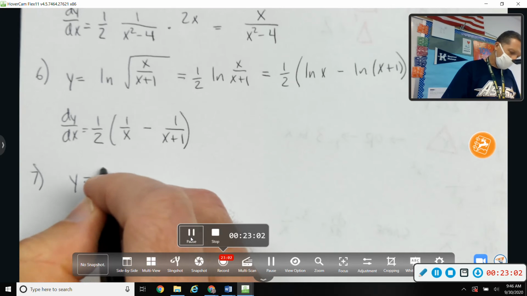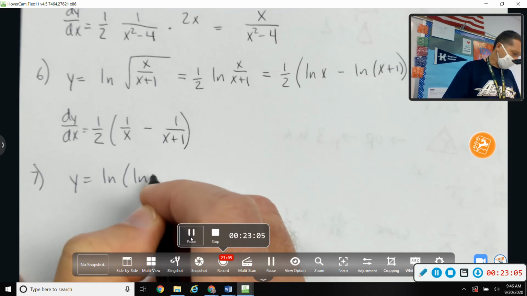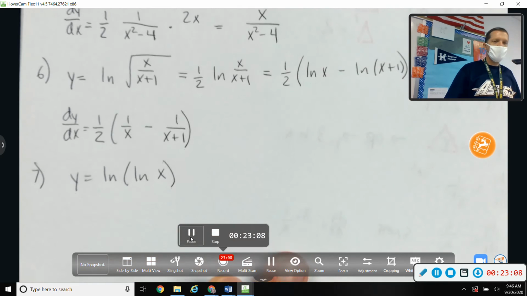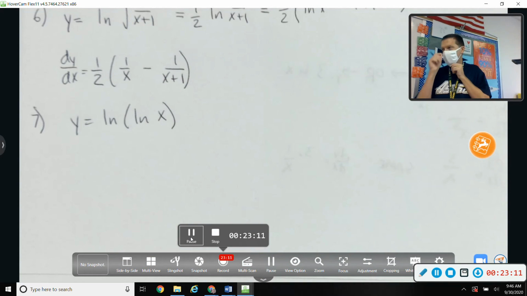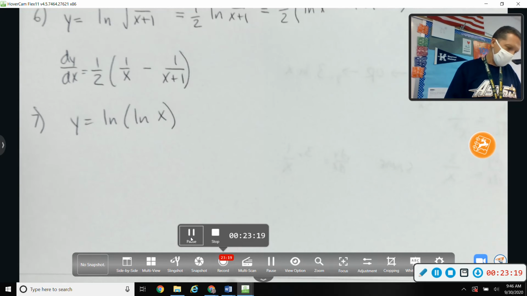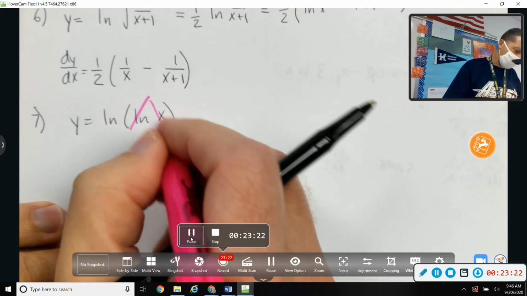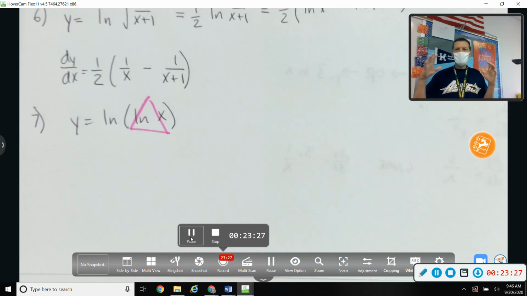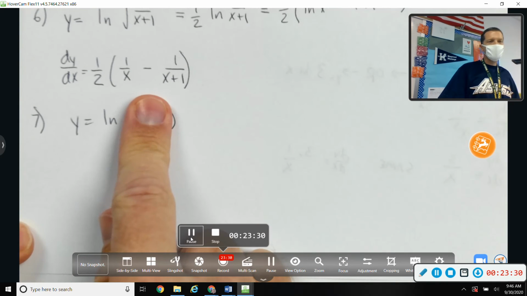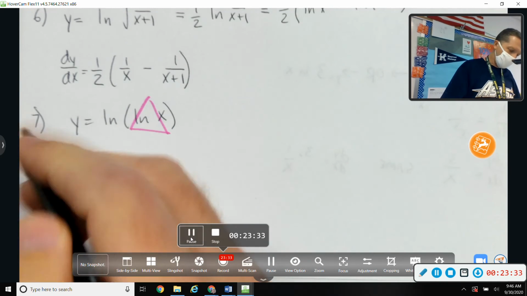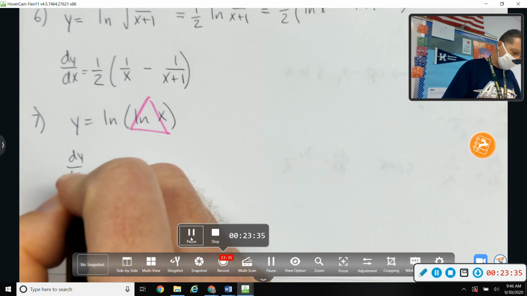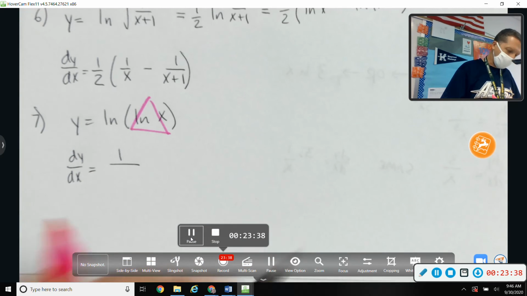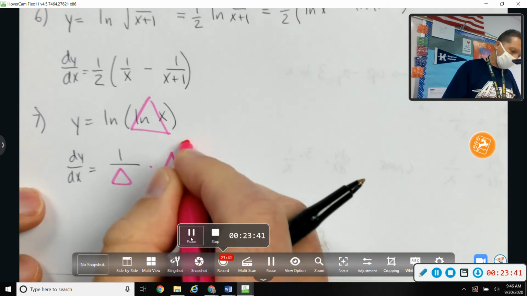All right, one more. y equals the natural log of the natural log of x. Well, there's no way to algebra our way around this one. There's no shortcuts for this. I'm going to go back to my pink triangle here because I think that helps me see what's going on. It is definitely a chain rule problem. Work from the outside in. First thing I hit is natural log of something. So dy dx is 1 over the something times the derivative of the something.